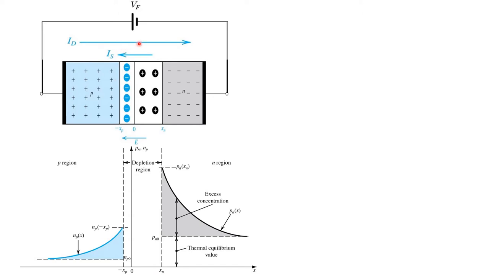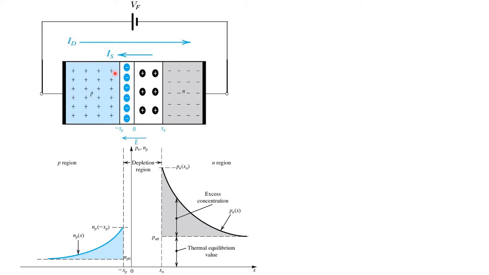In this case, though, we see a forward voltage applied, VF. That voltage lowers the barrier to diffusion currents, allowing additional diffusion to occur from the p-type to the n-type. That is, holes will appear by diffusion in the n-type region over here as excess minority carriers, and vice versa. Some electrons will diffuse from the n-type to the p-type region and appear as excess minority carriers in the p-type region.